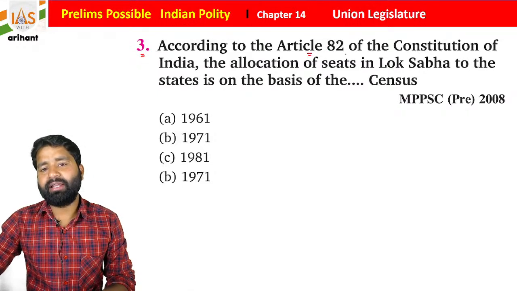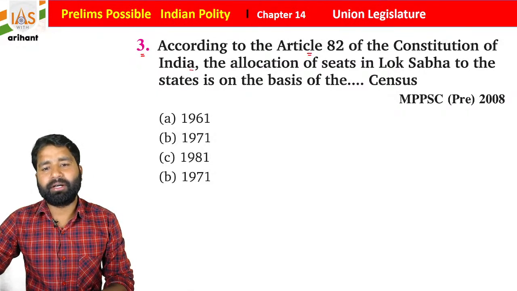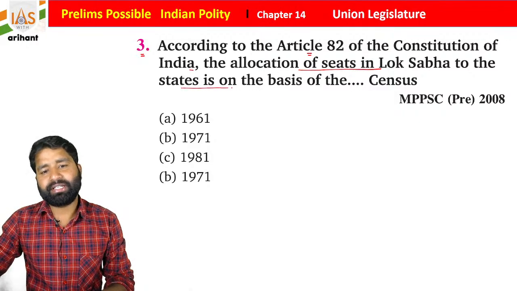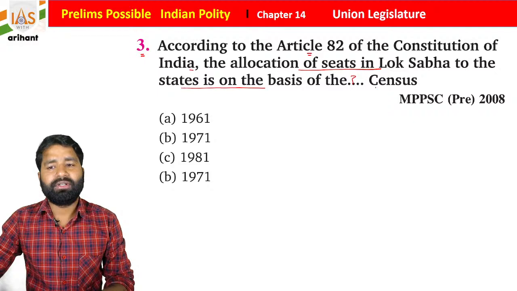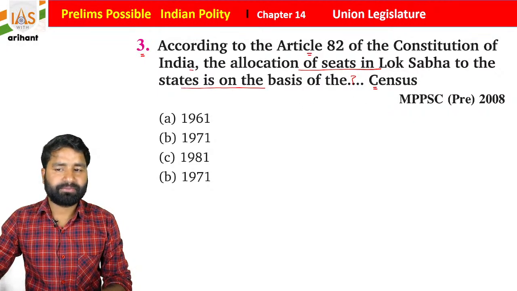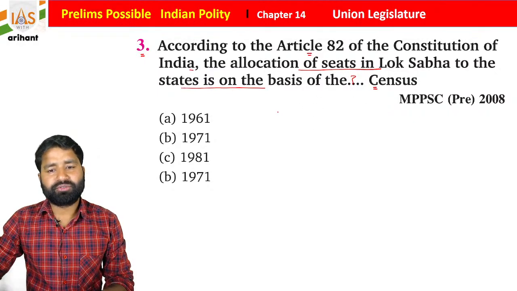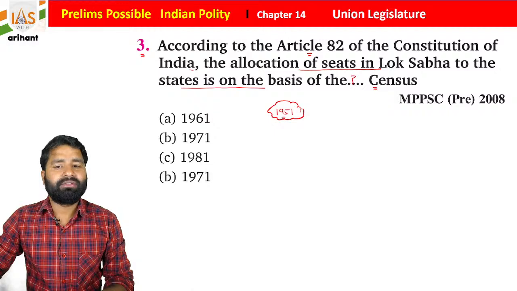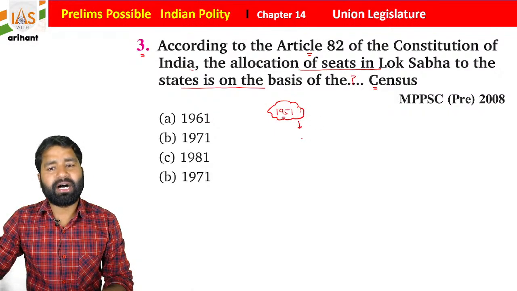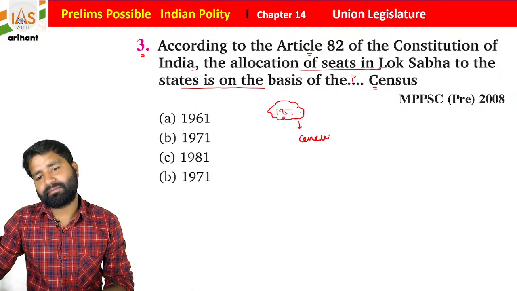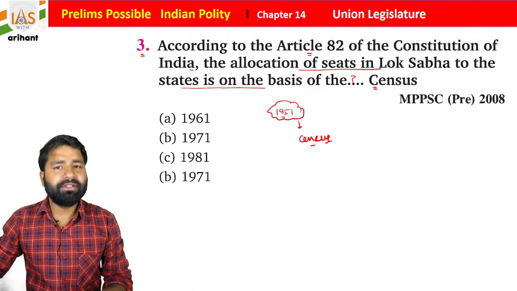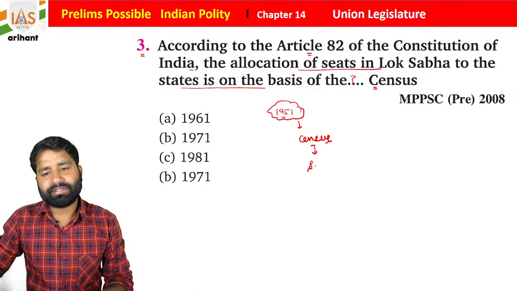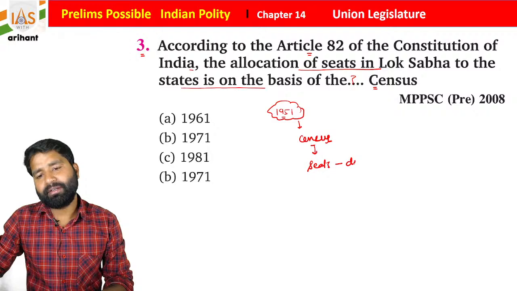Now see the third question. According to Article 82 of the Constitution of India, the allocation of seats in Lok Sabha to the states is on the basis of the census. So students, in 1951, the Representation of the People Act, there is a provision that after every census, seats will be redistributed.